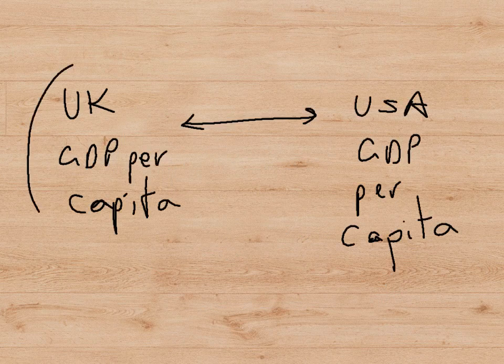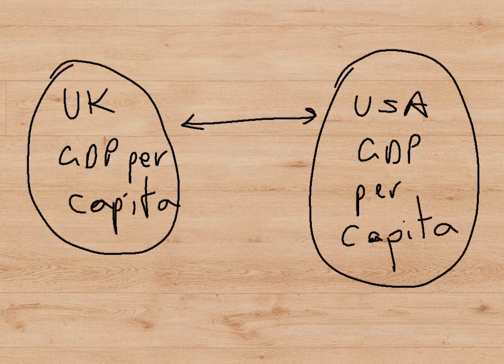We could also compare the GDP per capita in the UK with the GDP per capita in another country, shall we say the USA, and these numbers could tell us something about the relative standard of living between people in one economy and people in another economy. So there are potential uses of GDP per capita, but the real question is, does it improve on total GDP as a measure of welfare or standard of living?